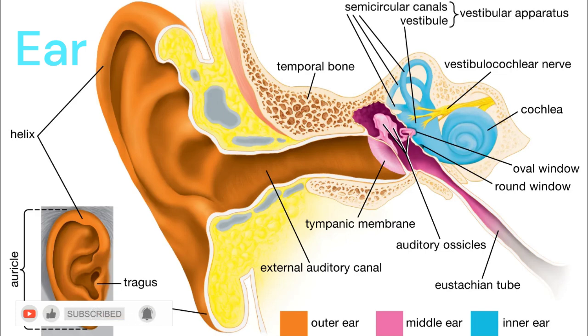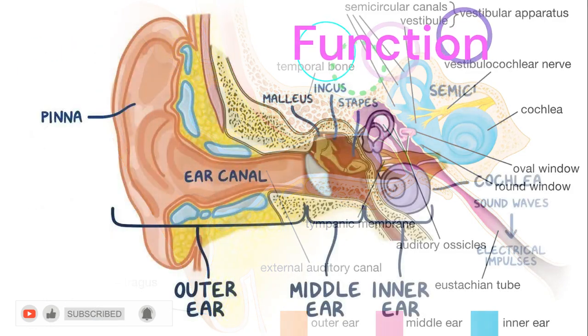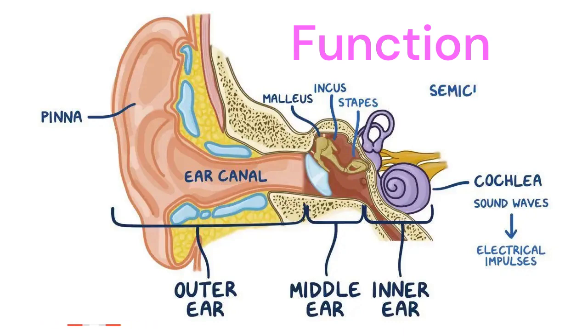What is the ear? Your ears are organs that detect and analyze sound. Located on each side of your head, they help with hearing and balance. Function. What is the main function of the ear? Your ears have two main functions: hearing and balance.